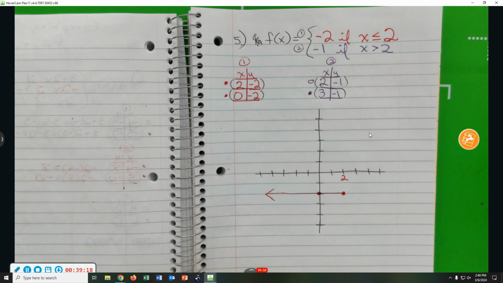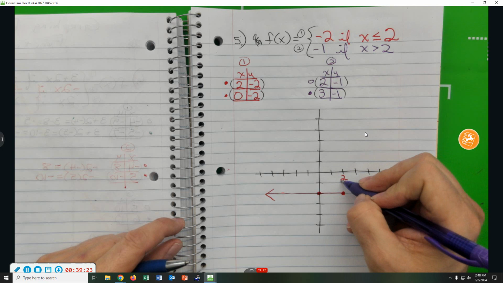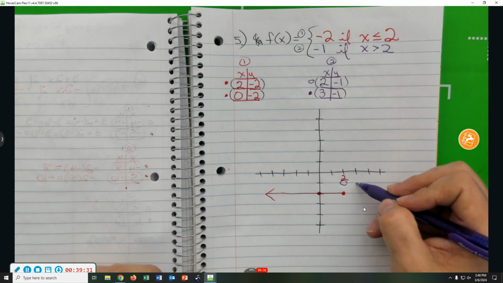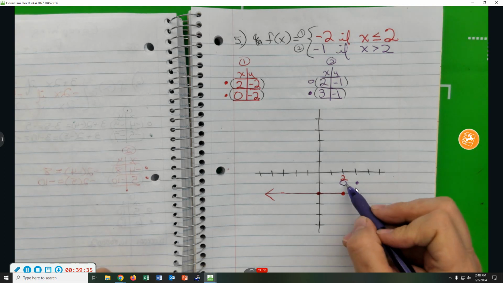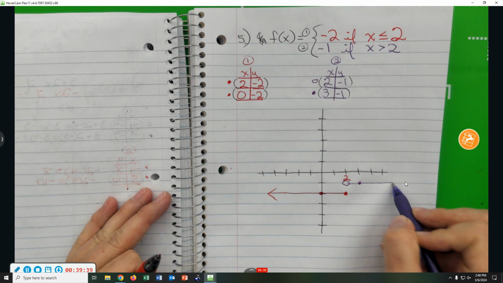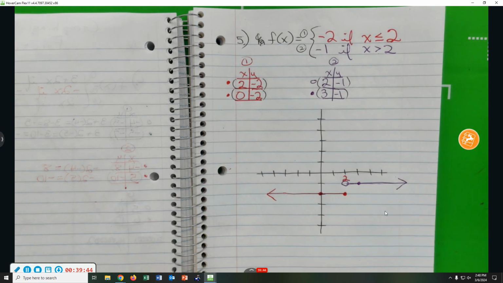Here are the 2 points I'm labeling. Right 2, down 1. I have an open circle. Then I go over right 3, down 1, a closed dot. So I start at the cut point, I start going to the right. Does it stop? No, it doesn't. 2 horizontal rays represent the graph.